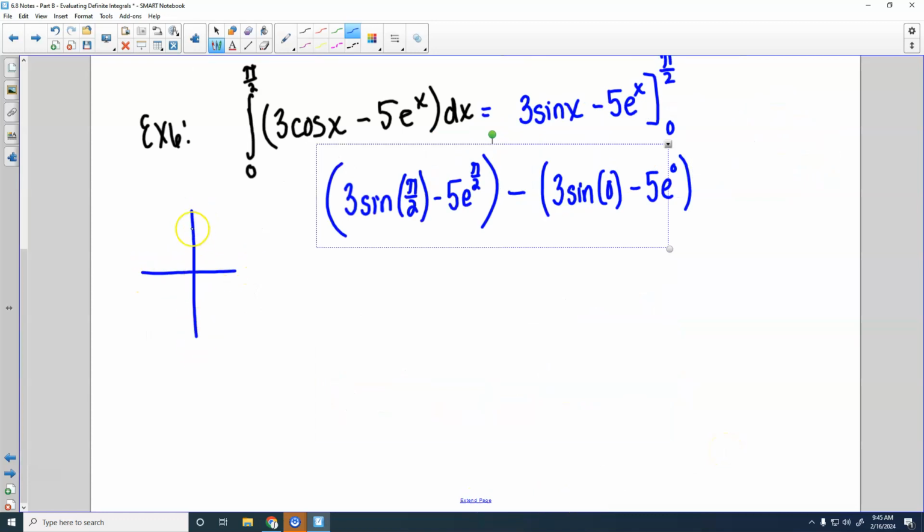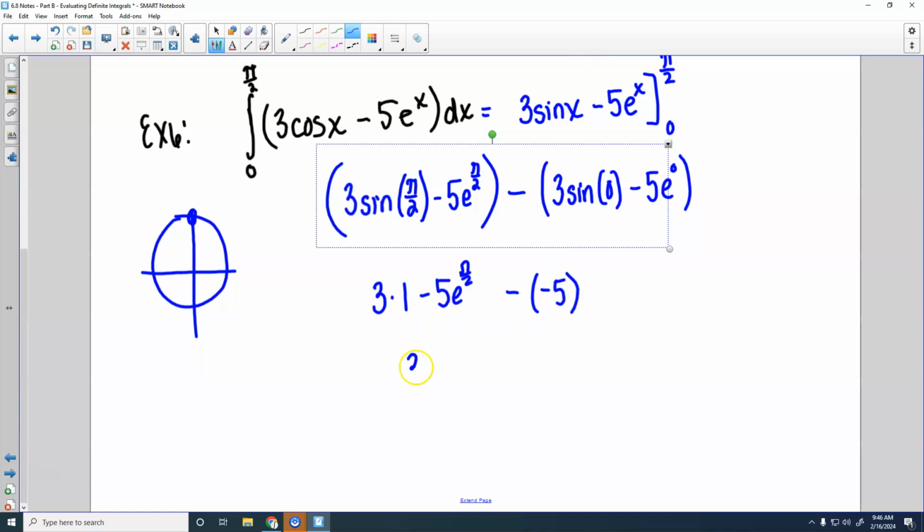Here comes the unit circle again. We thought maybe we wouldn't have to mess with it for a while, but all right, sine of pi over 2, what is it? 1. So we got 3 times 1. You can't really do anything with e to the pi over 2. Just leave it alone. And then we've got, what's sine of 0? It is 0, so we're just going to end up with 5 times e to the 0. What is e to the 0? It's 1. So we got like negative 5 right there.